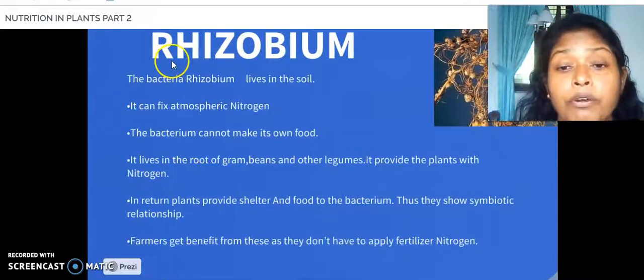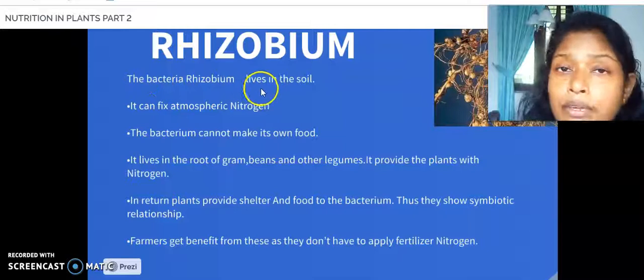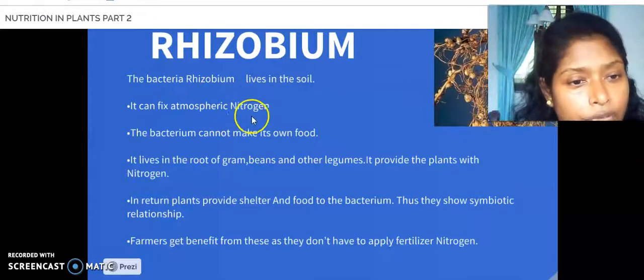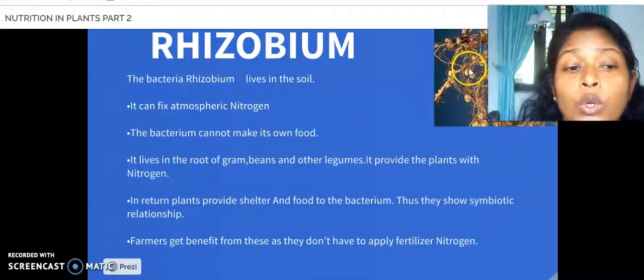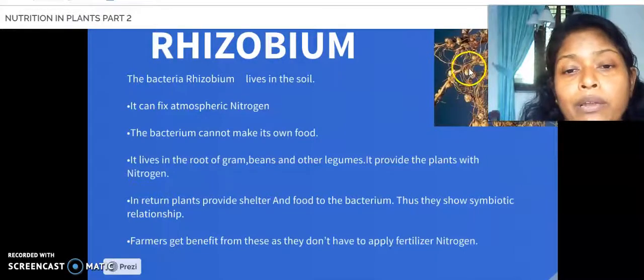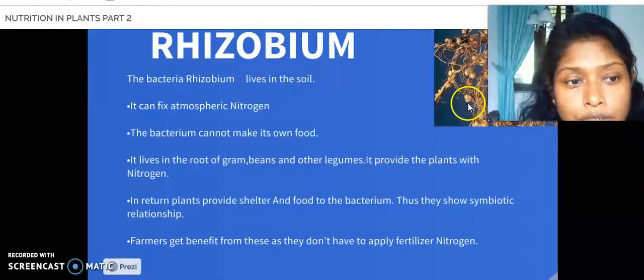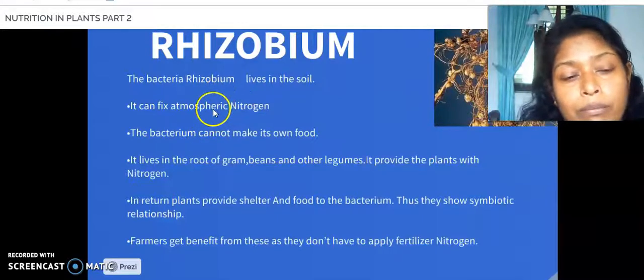So let's learn about the rhizobium. Rhizobium is a bacteria. It lives in the soil. Now it can fix nitrogen. You can see in this figure that node-like structures are present. If you uproot a pulse plant, a groundnut plant or a pea plant, and it is a very mature plant, you can see node-like structures. It is the place where these rhizobium bacteria live.